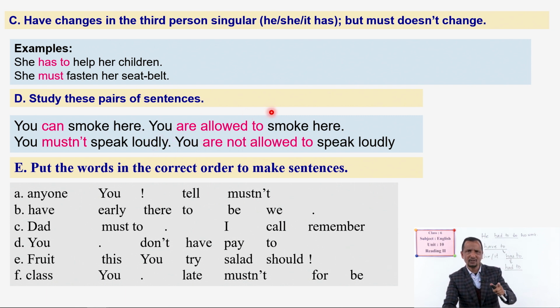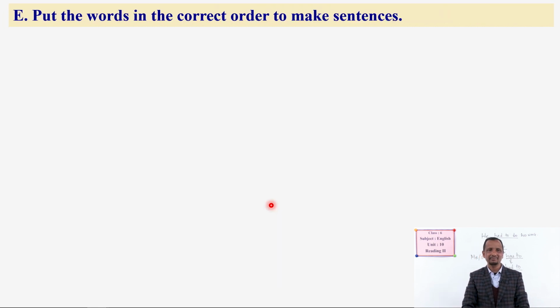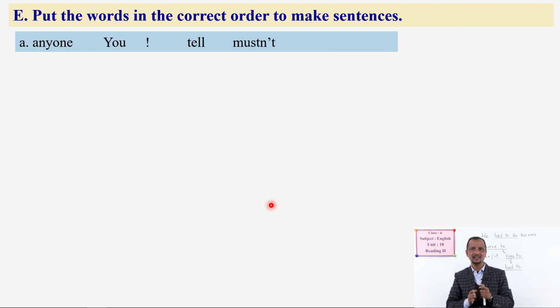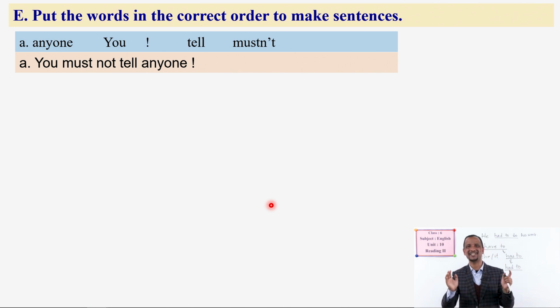Okay. And now last activity is there. Put the words in the correct order. E number 1. And you have to make the sentences. Anyone you tell mustn't. What is this? Arrange them in a way that it gives a good meaning, in a perfect structure. Can you see the answer, please? This one? Well, very good. You must not tell anyone. Okay? It might be what? You must not tell anyone.